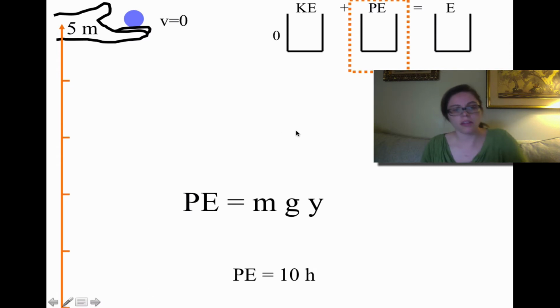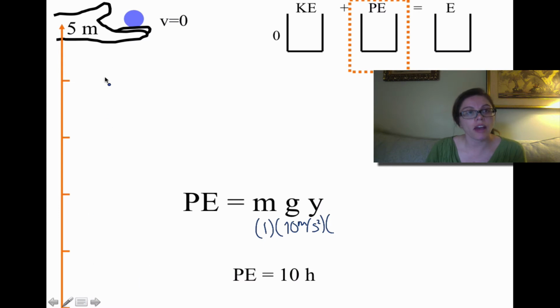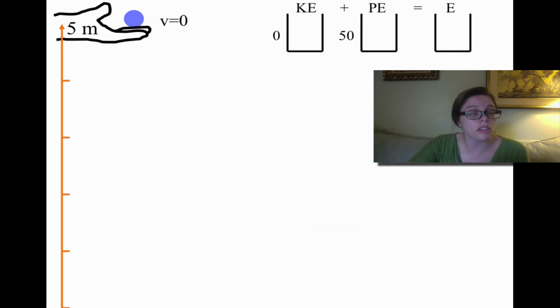So in this case, the mass is 1 kilogram. Gravity is 9.8, or about 10 meters per second squared. And y is how high the ball is in meters, so this would be 5 meters. So then this would be 50 joules. So we have 50 joules of potential energy, so we'll fill that up with 50 joules of our energy juice. Our total energy is just both kinetic and potential energies put together, so that would also be 50. 0 plus 50 is 50.